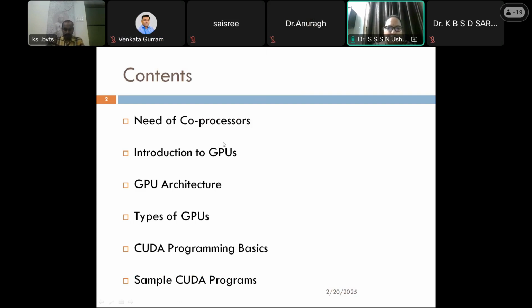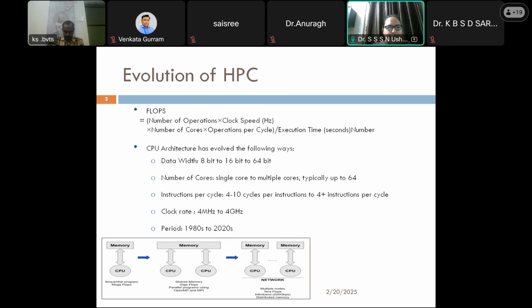So need of processors, introduction to GPUs, GPU architecture. And there are a lot of terminology we need to know before going to implement the CUDA programs. So types of GPUs, CUDA programming basics, and then some sample CUDA programs.